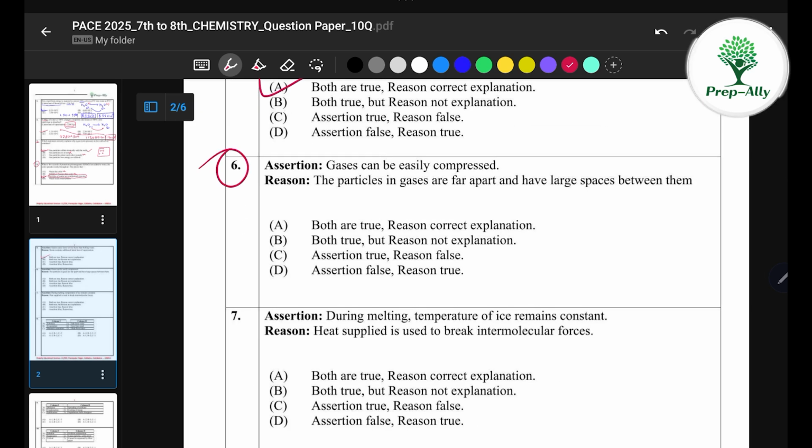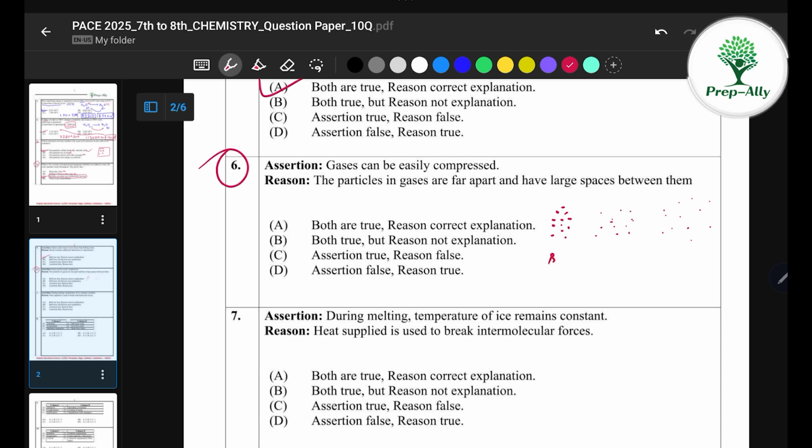Now question number 6. Gas can be easily compressed, and particles in gas are far apart and have large space between them. Yes, because solid particles are very close. If you check solid particles, they are very close. Liquid particles have some space between them, a little bit of space, but gas particles are very far away from each other. They have a lot of space, not like solid or liquid.